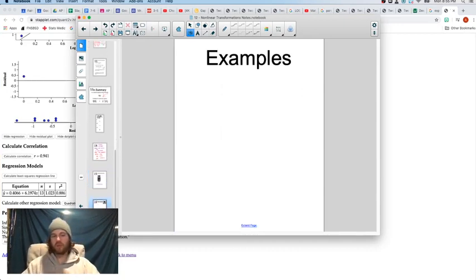Okay, so let's do some quick examples of what data might look like and some strategies for how you might try and straighten that data out.